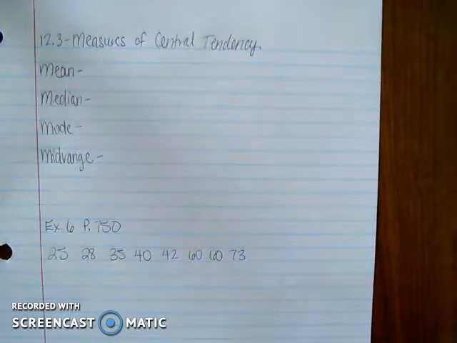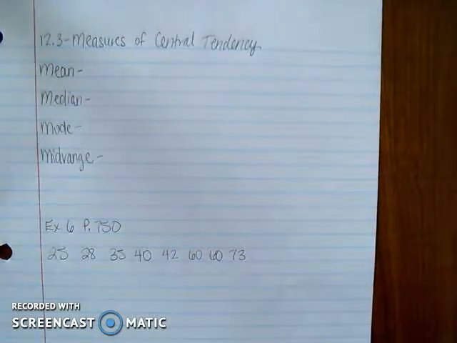Okay, so we said that statistics was collecting, organizing, analyzing data, and then making predictions. So we're not going to collect data, like I said. In 12.2, we learned how to organize the data. In 12.3, we're going to analyze.